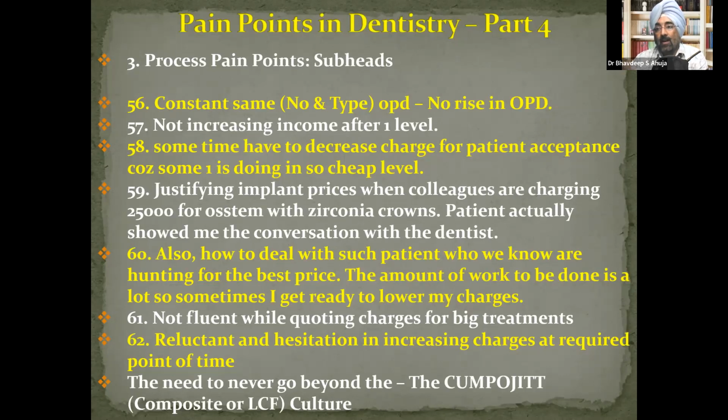I've repeated so many times, not everyone walking through your door is your patient. An ideal conversion ratio is 7.2 out of 10, 72 out of 100. That means 28 are not your patients. Simple answer is bye-bye, Mr. 28. That's it. If that guy is offering for 25, the patient is showing you the conversation.